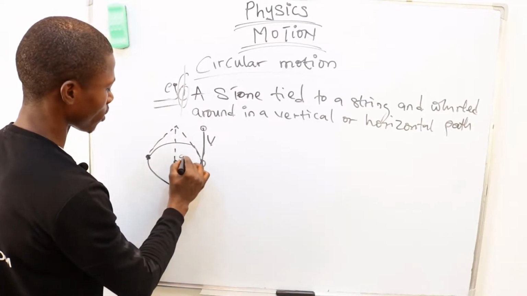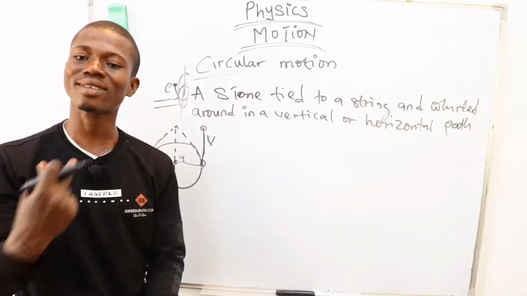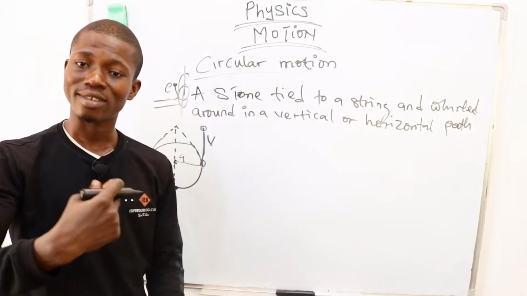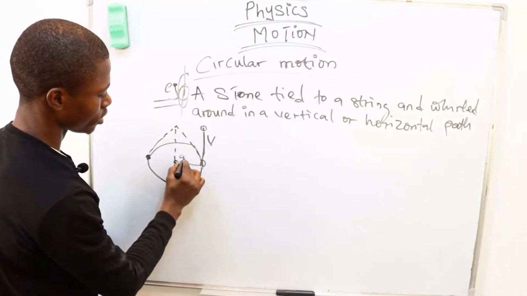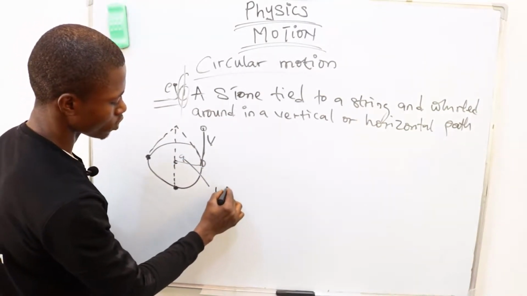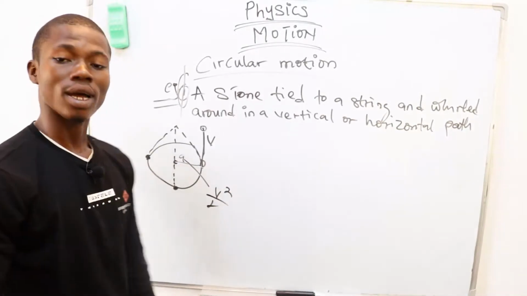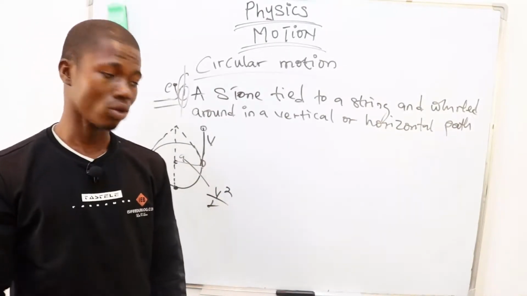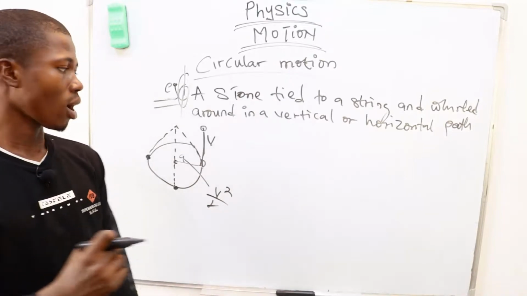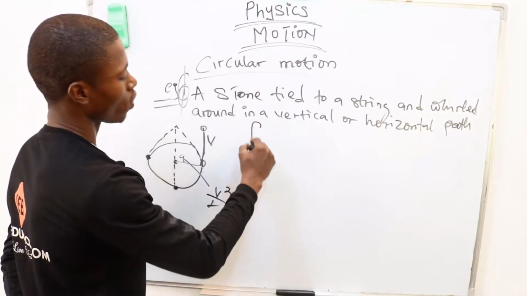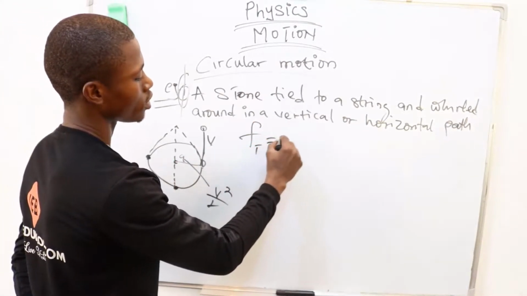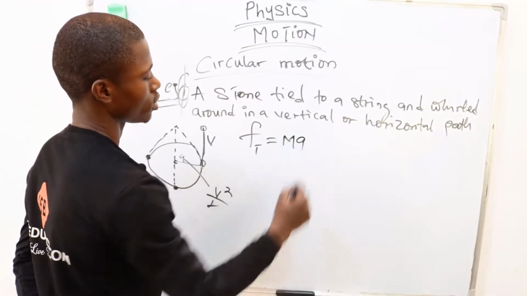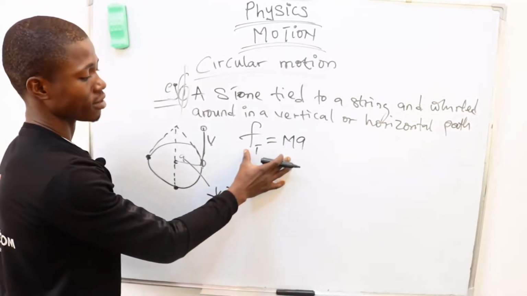This is our acceleration, and the acceleration is acting inwards to the circle. Our acceleration here is v squared over r, and this acceleration is acting inward. Okay, and we know from our formula that force is equal to mass times acceleration. Mass times acceleration.